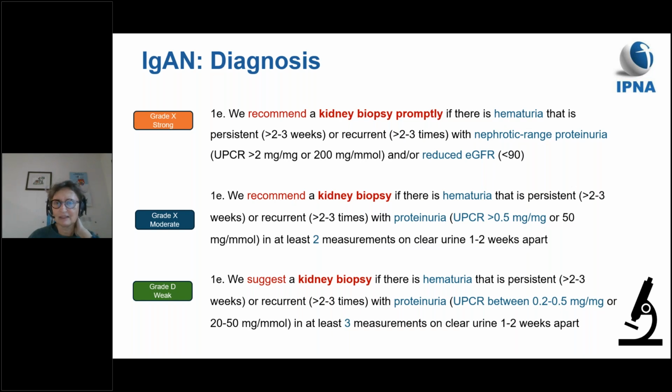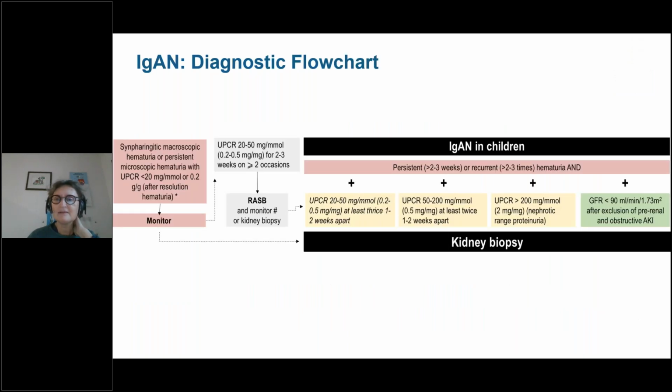We also recommend a kidney biopsy if, in addition to the hematuria that is persistent or recurrent, we have a proteinuria that is significant with a UPCR above 0.5 and at least 2 measurements. We also suggest a kidney biopsy if the hematuria is persistent or recurrent, even with a very low degree of proteinuria between 0.2 and 0.5, which is still pathological, still abnormal, in at least 3 measurements on clear urine 1 to 2 weeks apart. This is schematized here, and I just wanted to show you one thing.